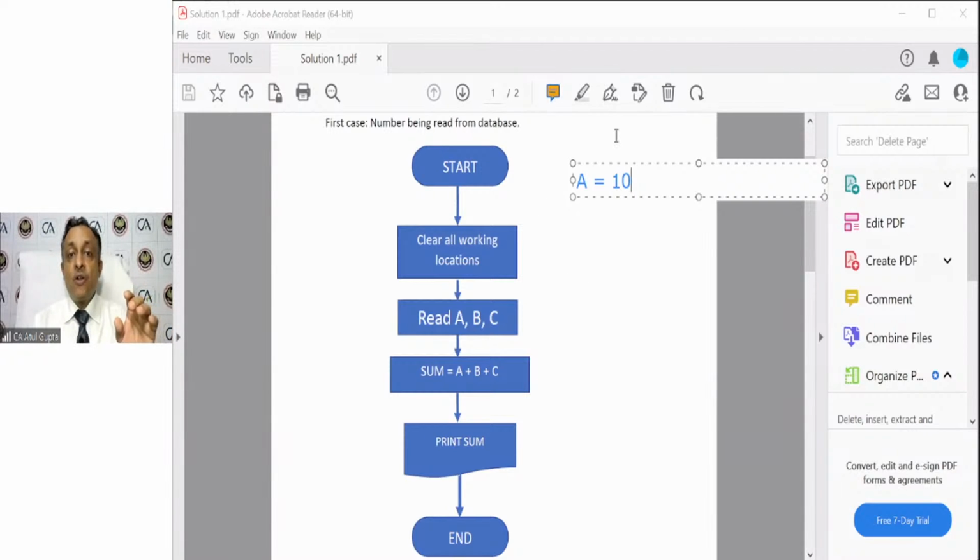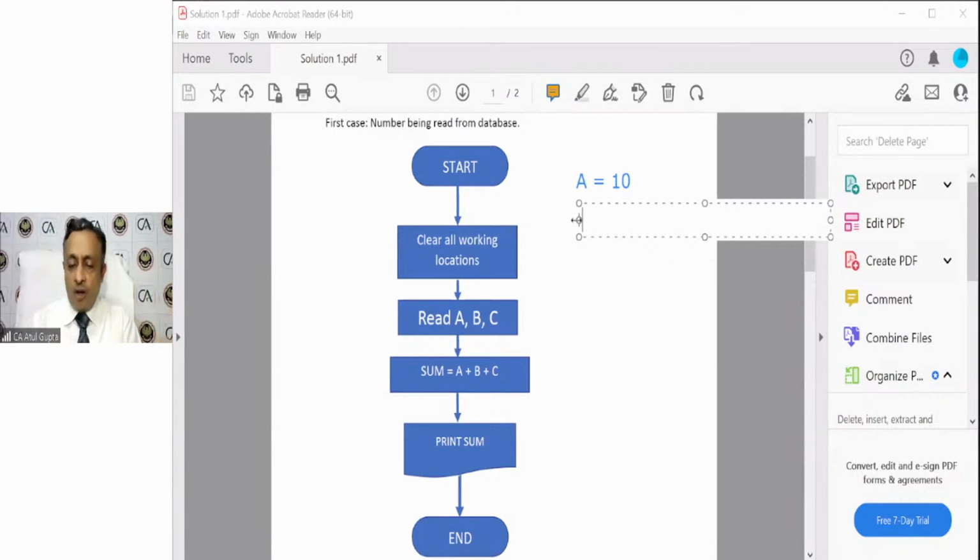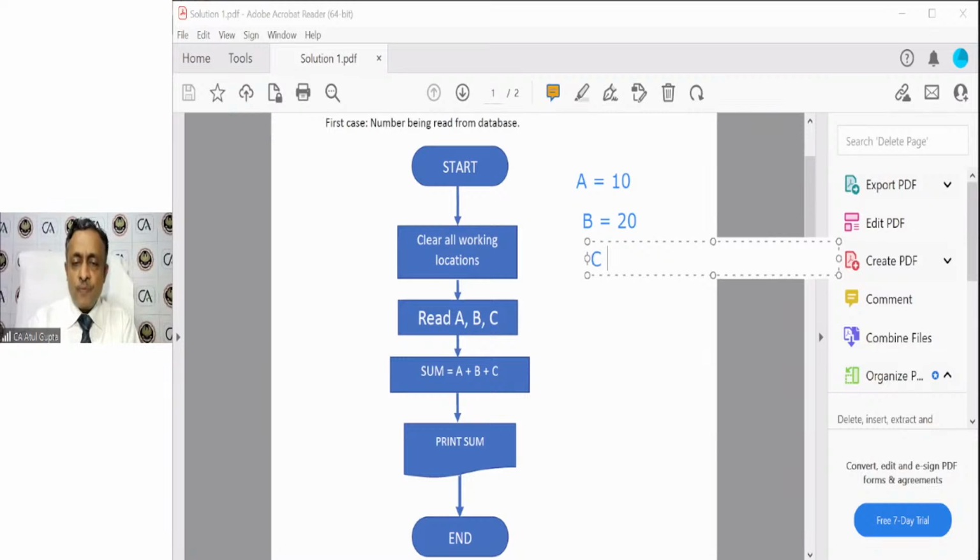So in your examination also, always have what you can call a test run, or I would prefer to call it a dry run. Generally you say dry run. So you give these test values, and this will be part of your working notes. Do give these values and see how the program is working.